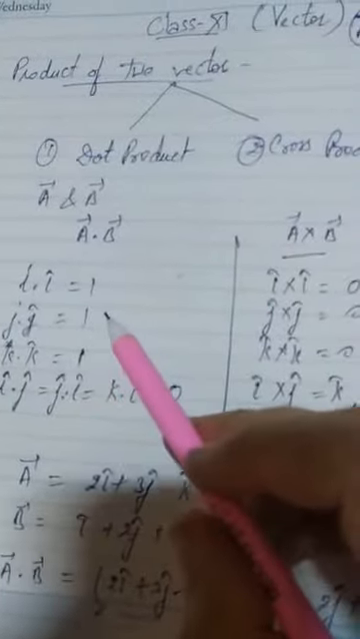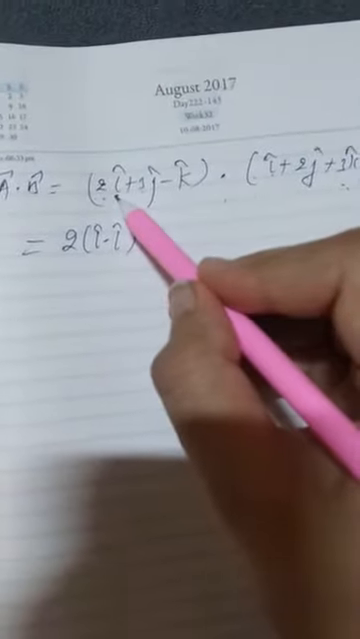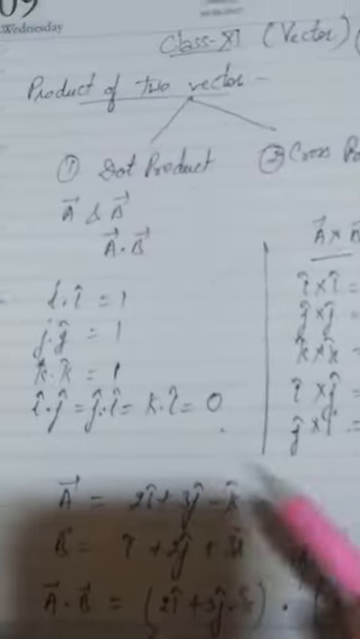Now first we take 2i cap dot i cap. i dot i we know will be 1. This table you have to learn. If you do not learn it, you cannot solve these types of questions. So this is necessary. i dot i will be 1, so 2 times 1 is 2. Next we take the product of i with j. 2 times 2 is 4, but i dot j will be 0, so that term will be 0. i dot j is 0 because we have already done that i dot j equals 0.